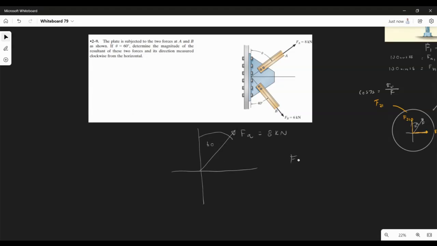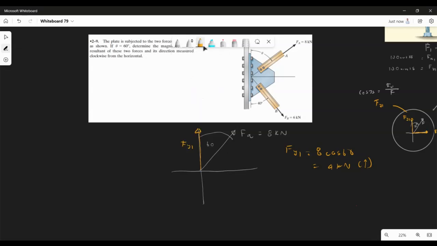So FY1 is like this. I think I should have also made this yellow. And FY1 is 8 cos 60, right? Remember, angle to the vertical. 8 cos 60 is 4, so that's 4 kilonewtons. And that's also upwards, positive. If it's FY, it's not to the right, it's upwards.